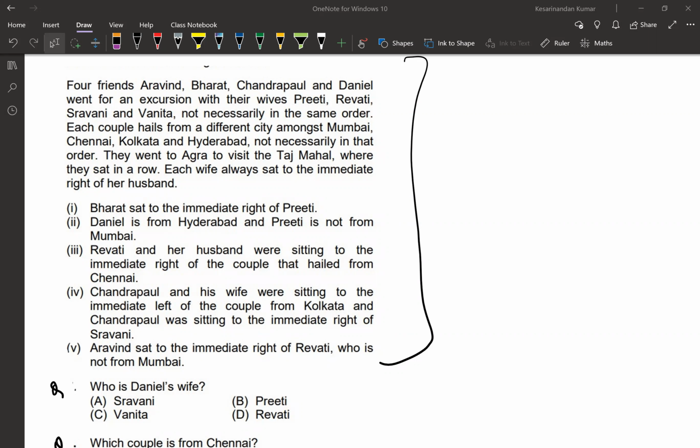Anybody facing any doubt? Do let me know. The question is slightly on the tough side because it has more number of parameters. That's it. The process remains exactly the same.